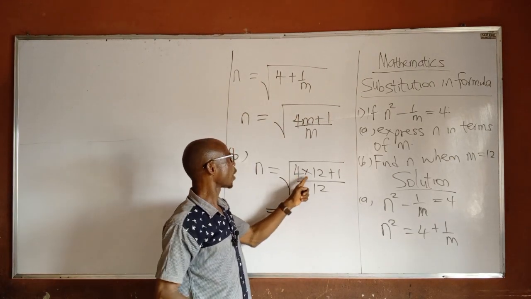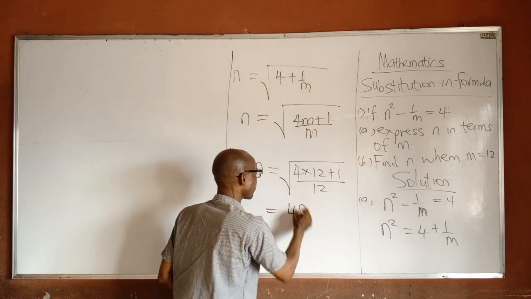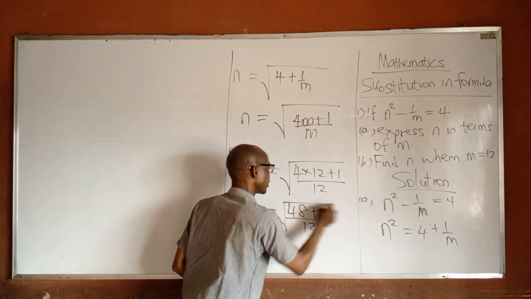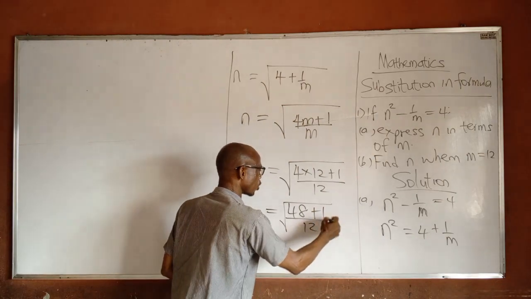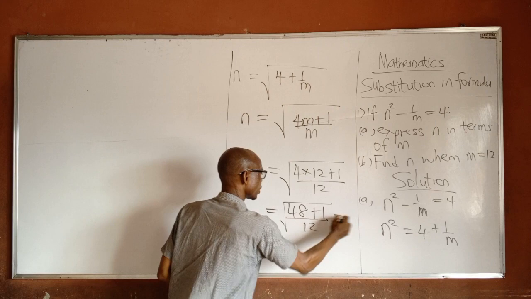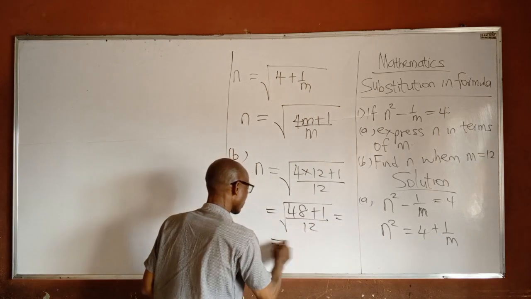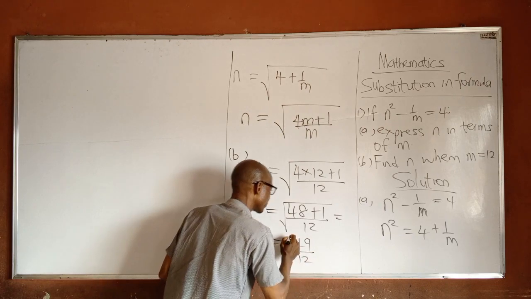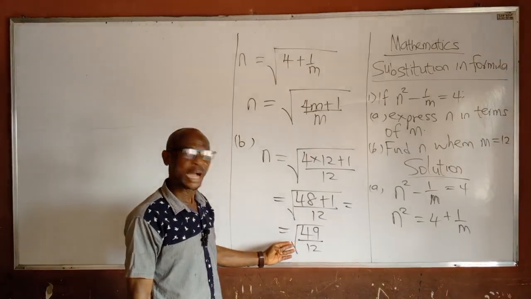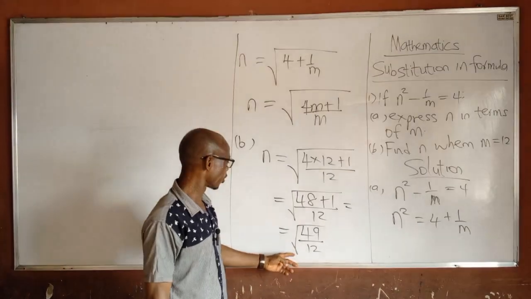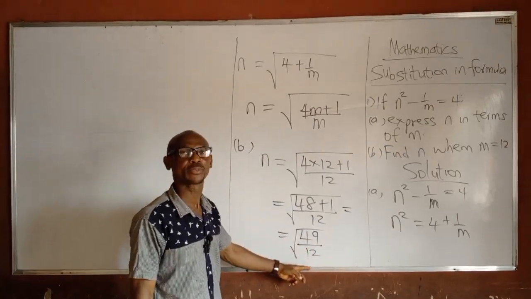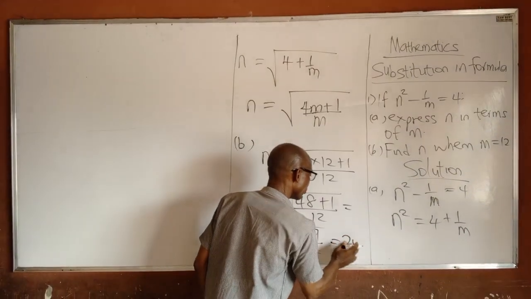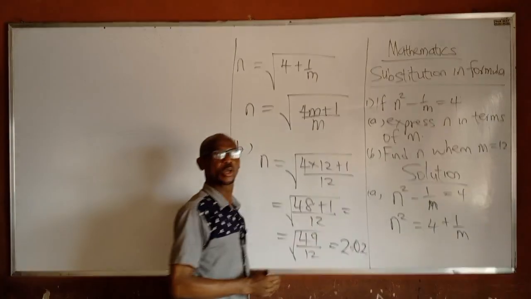So this will give us 4 times 12, which is 48, plus 1 all over 12. And that will give us 49 over 12. So now we're going to look for the square root of 49 over 12. The square root of 49 over 12 basically will give us 2.02.